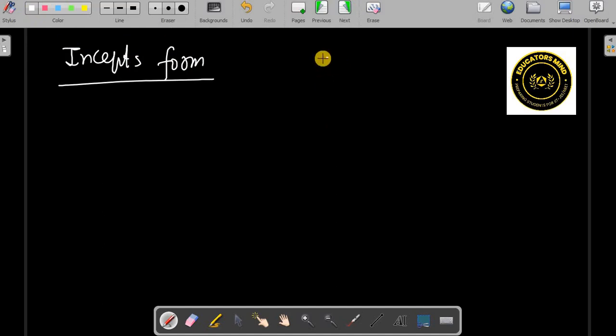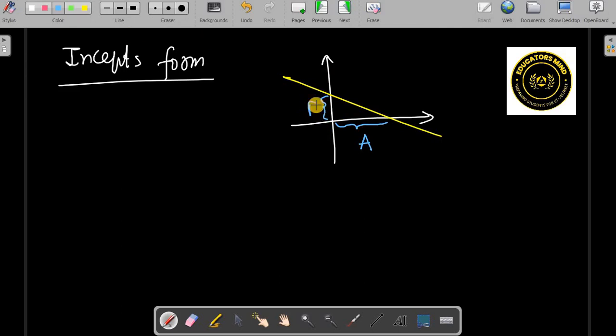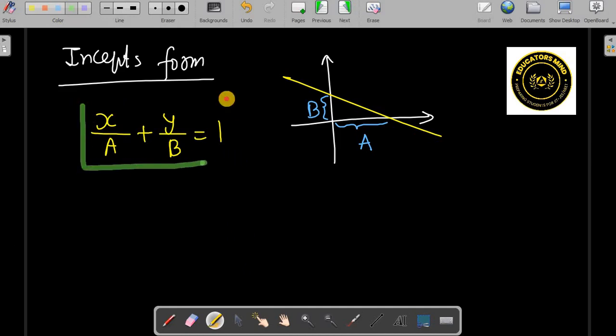So suppose there is a straight line which is cutting like this. There is an x intercept, let's say a, and y intercept is b. Okay, so the equation of this line is x by a plus y by b is equal to 1. This is intercept form. Both the intercepts are given, then you can write it. Okay, or you can transform an equation into this form, right?